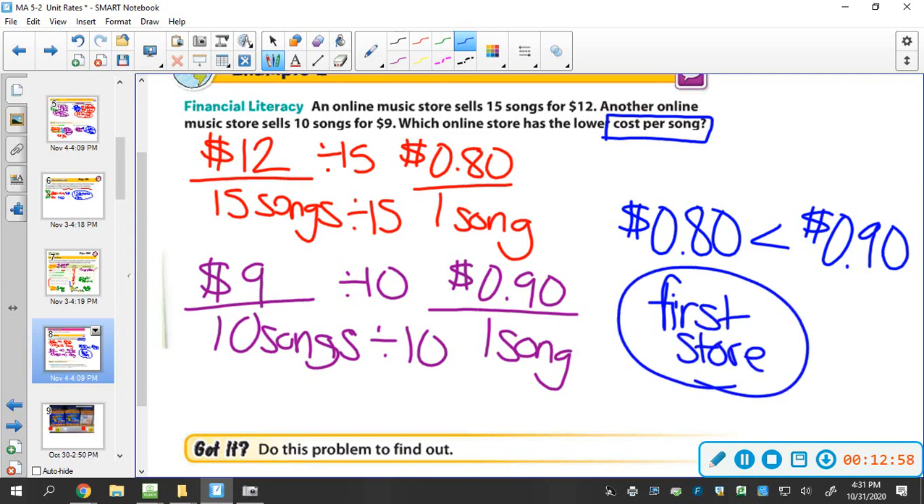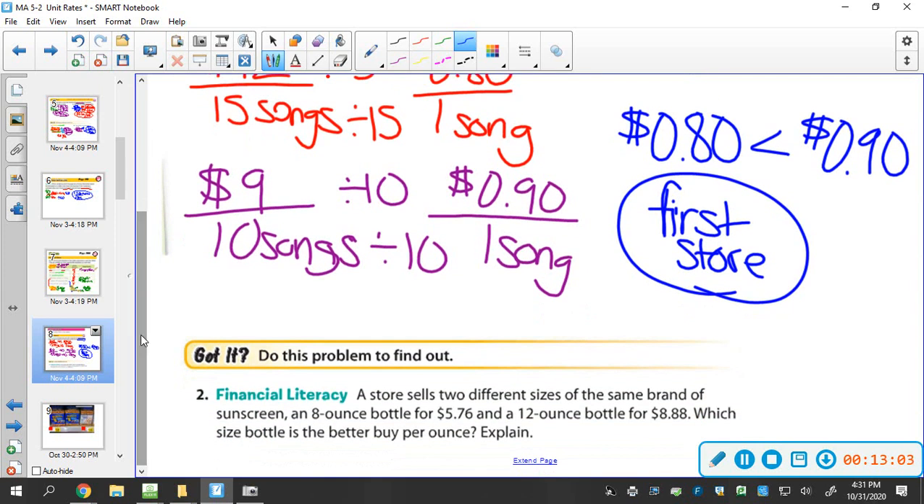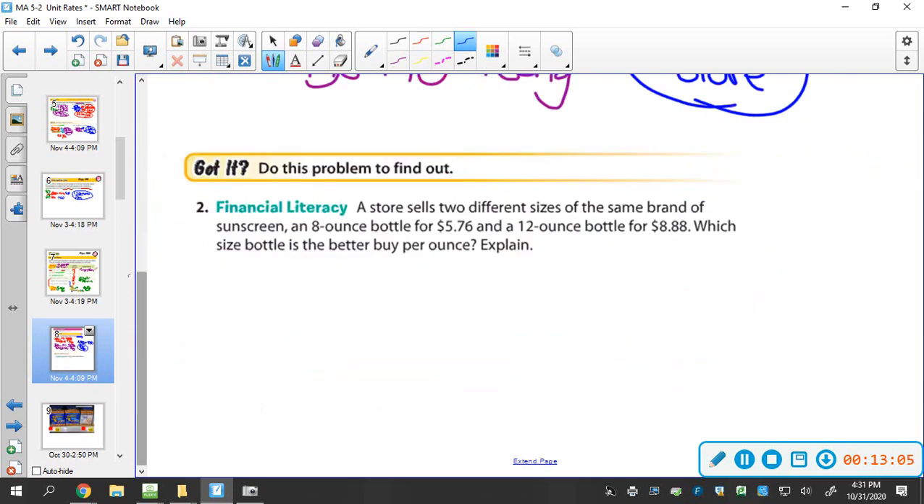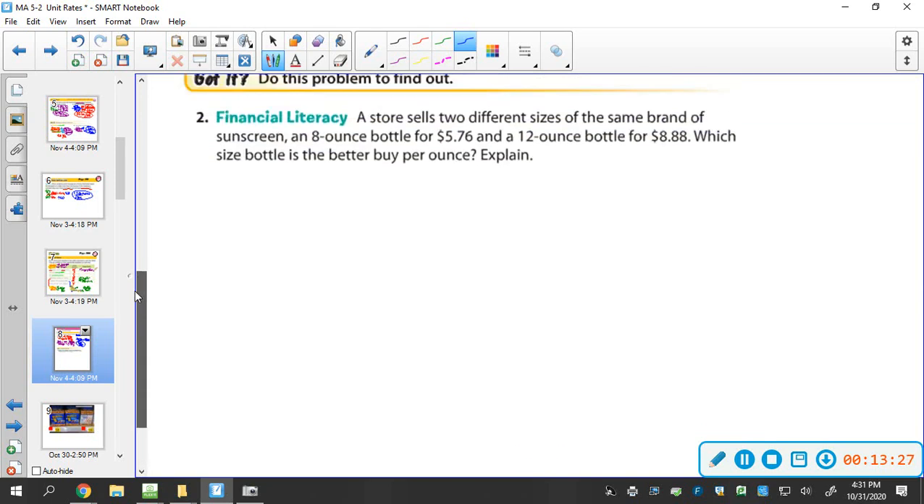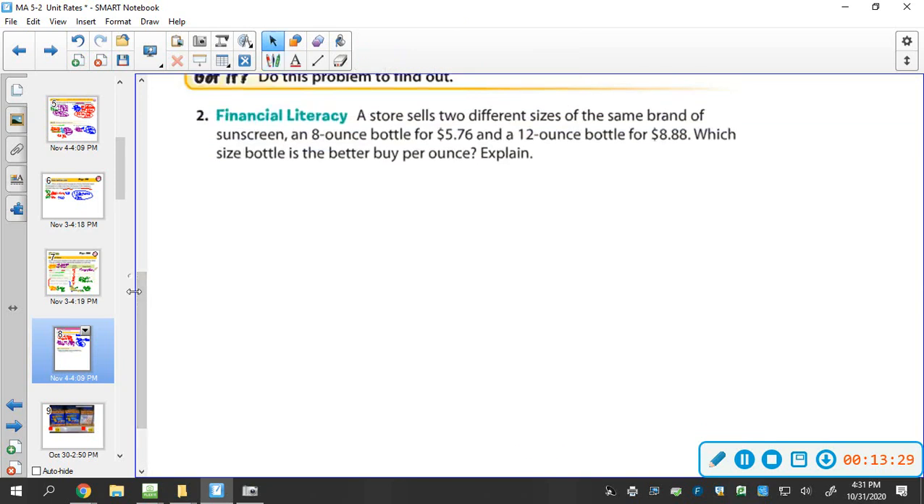So the first store has the better price. Go ahead and look at your problem. It says a store sells 2 different sizes of the same brand of sunscreen, an 8-ounce bottle for $5.76 and a 12-ounce bottle for $8.88. Which size bottle is the better buy per ounce? So go ahead and take a second and solve to see which one is the better price.